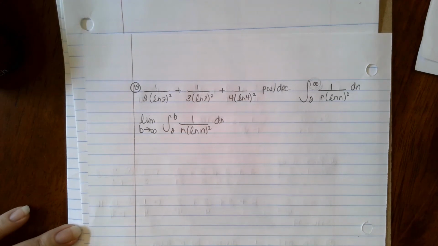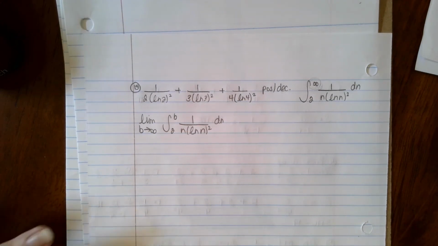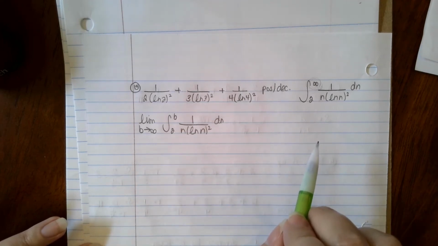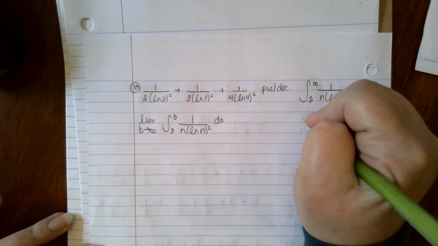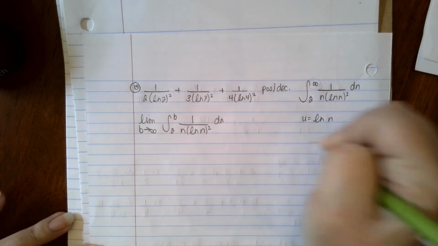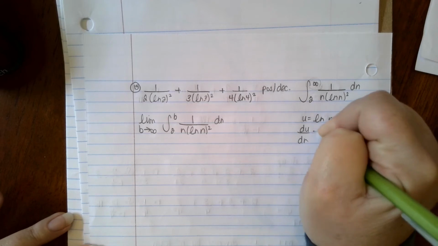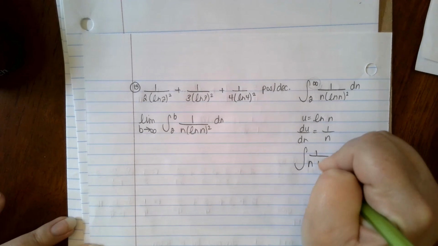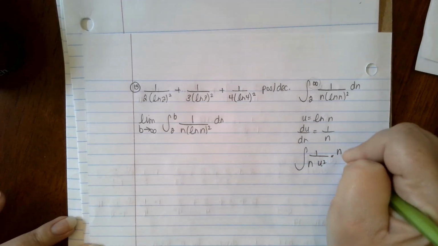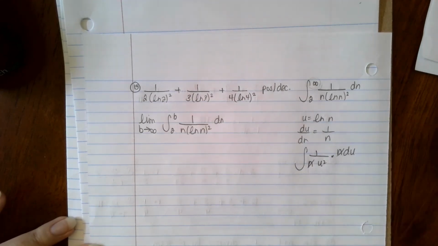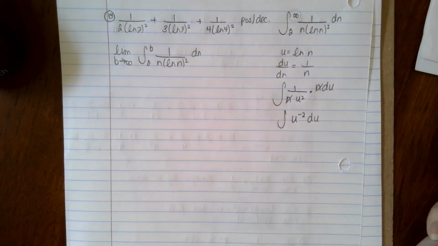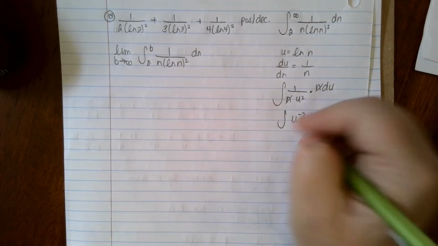Okay? Now, notice that I'm doing all of my work. I'm writing down the b, I'm writing down everything. Now, the U-substitution stuff you can kind of do on your own. I'm going to make u equal to ln of n. So du over dn is equal to 1 over n. So I end up integrating 1 over n u squared times n du. So those go away. Which gives me the integration of u to the negative 2 du. So I end up with u to the negative 1 over negative 1.